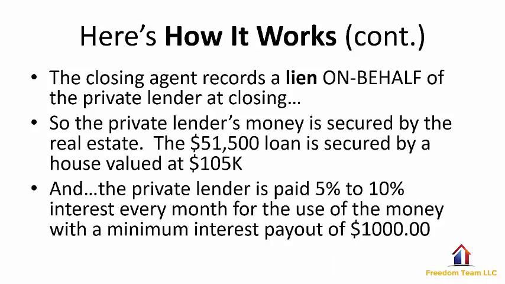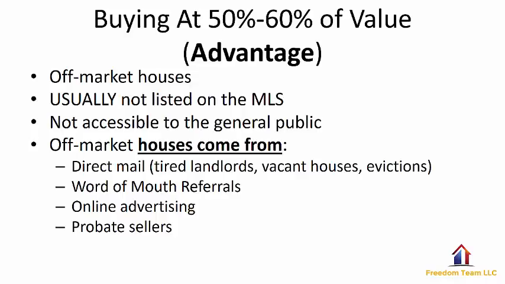And the private lender is paid 5% to 10% interest every month for the use of the money, with a minimum interest payout of $1,000. So here's our advantage. We're buying at 50 to 60 cents on the dollar. We're getting off-market houses. We're not fighting people in the MLS. We're getting deals that are not available to the general public. And our off-market houses come from direct mail, tired landlords, vacant houses, evictions, properties with a situation where they have a physical problem or a financial problem. We get word of mouth referrals. Online advertising is where a lot of our deals come from, probate sellers.